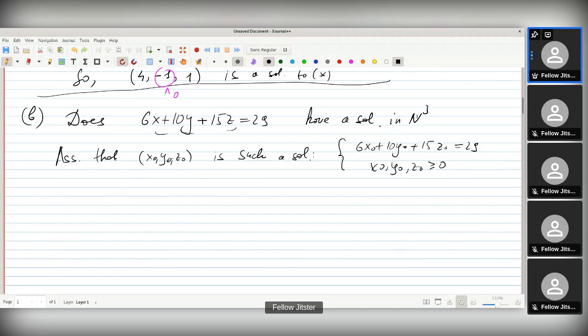May all of them be 0? Obviously no. May anyone be 0? Not really. If x naught is 0, then what do we have? 10y0 plus 15z0 being equal to 29, right? But 29... greatest common divisor of 10 and 15. Yes, these both numbers are divisible by 5. Hence, 5 must divide 29, which is clearly not the case.